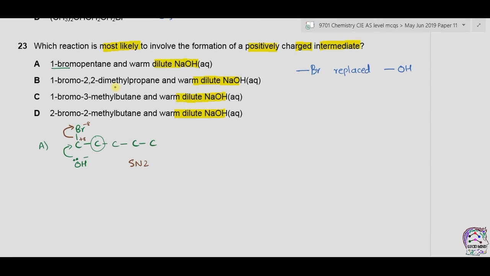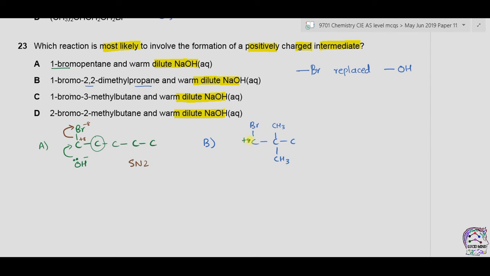B is 1-bromo-2,2-dimethylpropane. So in the long chain we have 3 carbon atoms. On first we have bromine. On second we have 2 times methyl. So one CH3 group here and one is over here.